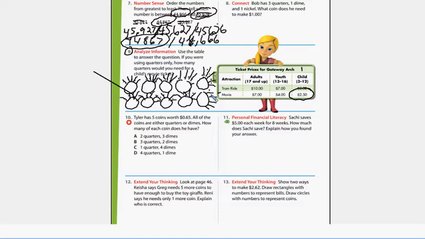Okay, go back here. I messed up. 205, 210, 215, 220, 225, 230, 235, 240, 245, 250. So it ends up, it's going to be 1, 2, 3, 4, 5, 6, 7, 8, 9, 10 quarters to make $2.50. So it's 10 quarters.